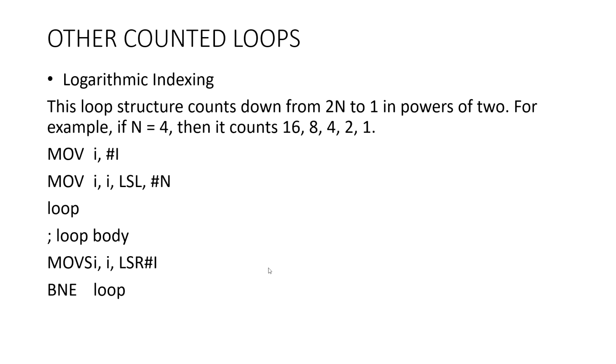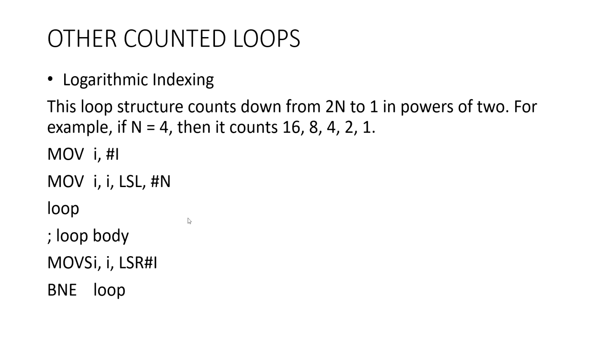Then we have one more called logarithmic indexing. In logarithmic indexing, it counts from 2 raised to n down to 1 in powers of 2. For example, if n is 4, then it counts 16, 8, 4, 2, 1. So we have a program over here: move I, hash 1. Then move I is equal to LSL hash of n. So why are we using LSL? Because it makes the power of 2 get executed.